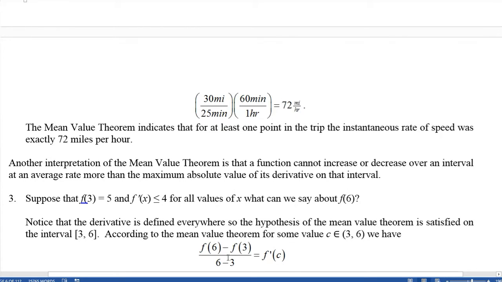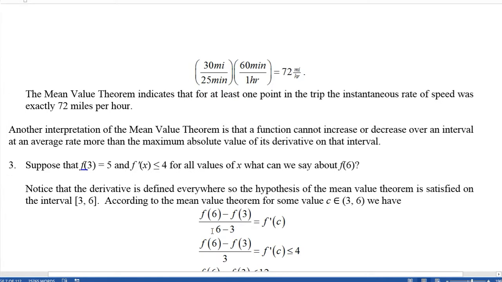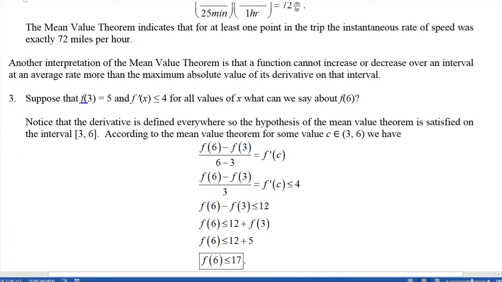Notice that the derivative is defined everywhere, so the hypothesis of the mean value theorem is satisfied, certainly on this interval from 3 to 6. So according to the mean value theorem, there exists some value of c in the interval from 3 to 6 so that f of 6 minus f of 3 over 6 minus 3 is f prime of c. Now 6 minus 3, of course, is 3. F prime of c, however, is less than or equal to 4 for all values of x, so for all values of c this would be true.